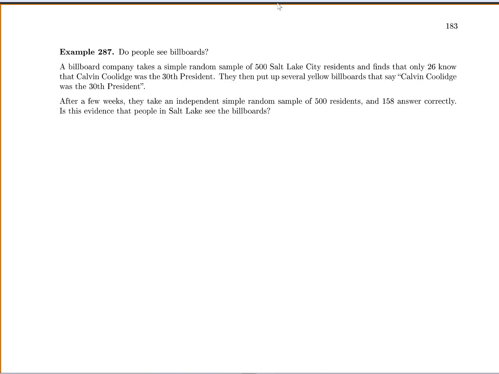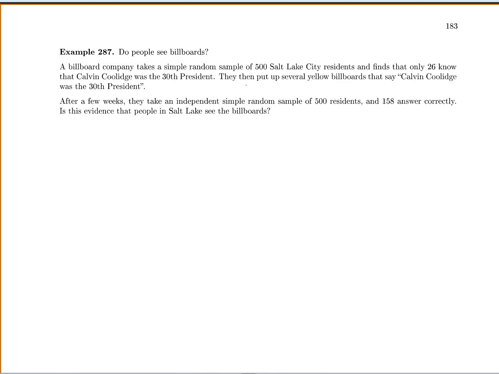So for example, do people see billboards? A billboard company takes a simple random sample of 500 Salt Lake City residents, and they find that only 26 know that Calvin Coolidge was the 30th president. They then put up several yellow billboards that say Calvin Coolidge was the 30th president.